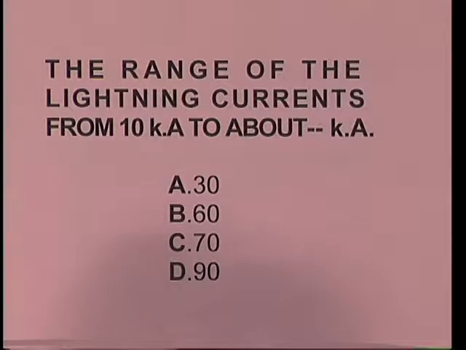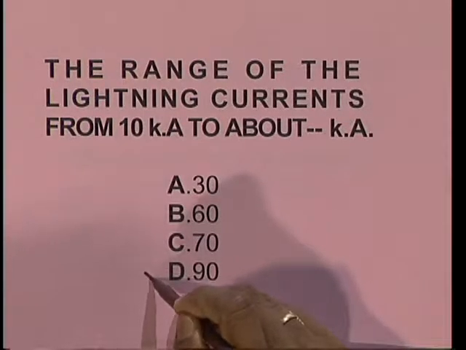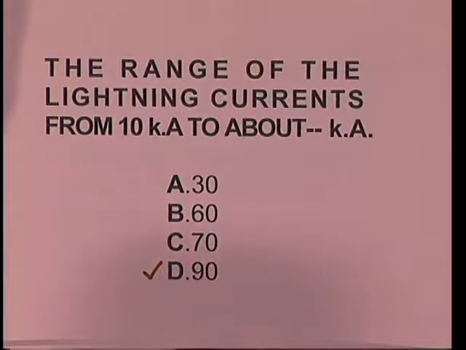And next one is: the range of the lightning currents from 10 kiloamperes to about dash kiloamperes. A. 30 kiloamperes, B. 60 kiloamperes, C. 70 kiloamperes, D. 90 kiloamperes. The correct answer is D, 90 kiloamperes.